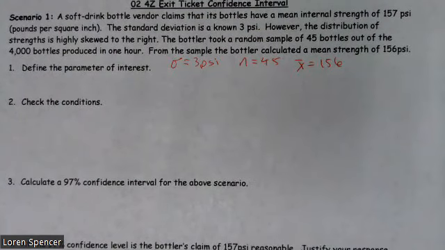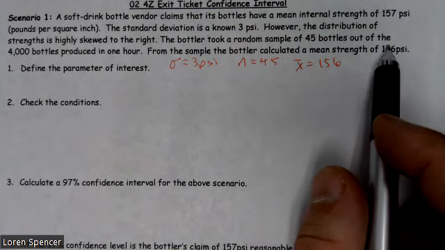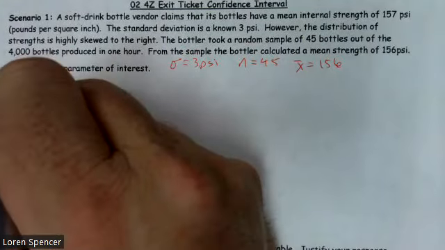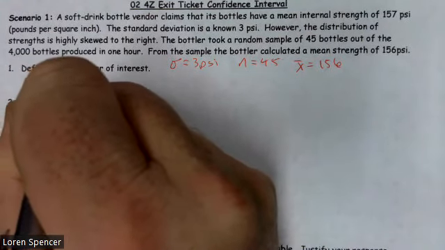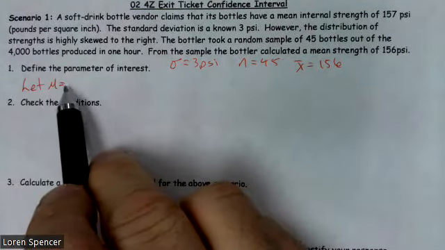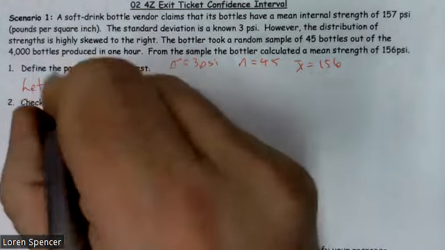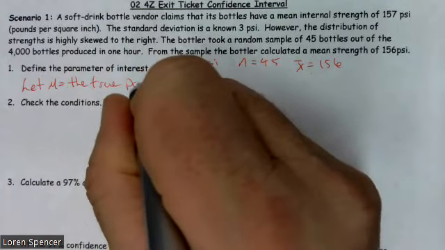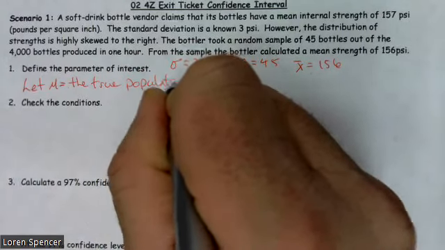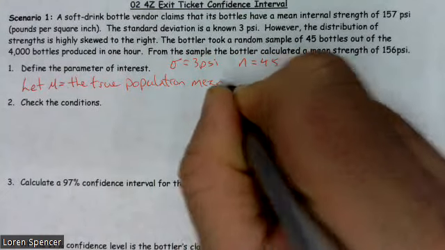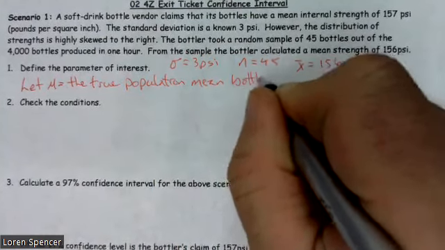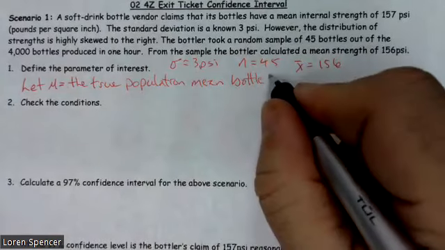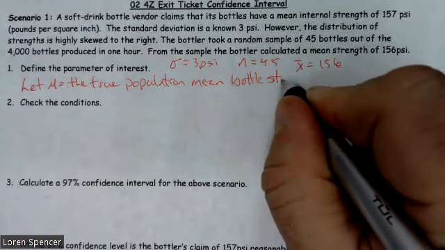And it says, define the parameter of interest. All right. Well, what we're interested in is the mean strength of the bottles. So let mu equal, we know the sample mean, so we're curious about the population mean. Let mu equal the true population mean bottle strength. Not really one of the internal strength, but we'll just call it bottle strength, and that'll be good enough.